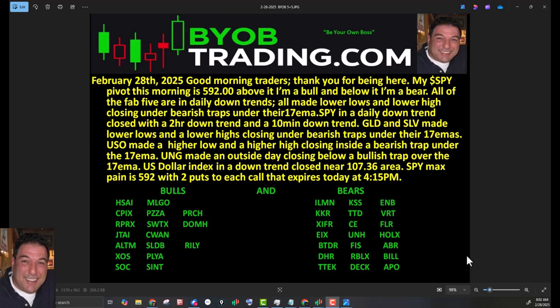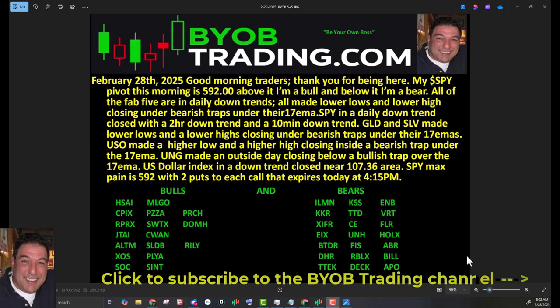USO made a higher low and a higher high, closing inside a bearish trap under the 17. UNG made an outside day, closing below a bearish trap, a bullish trap over the 17 EMA. US dollar index closed near the 107.36 area.